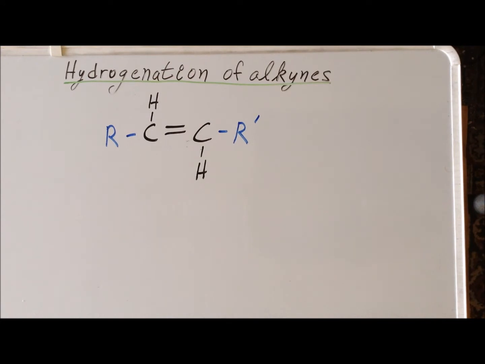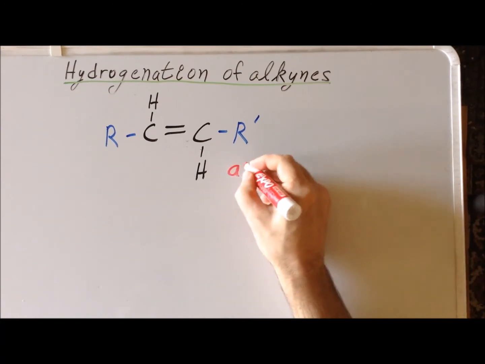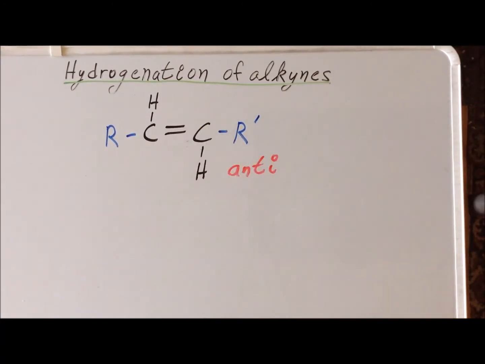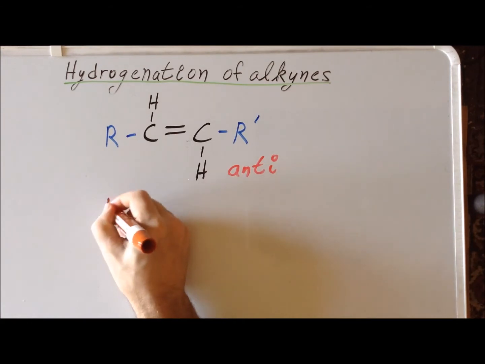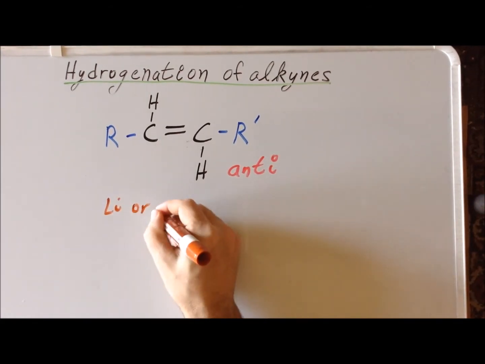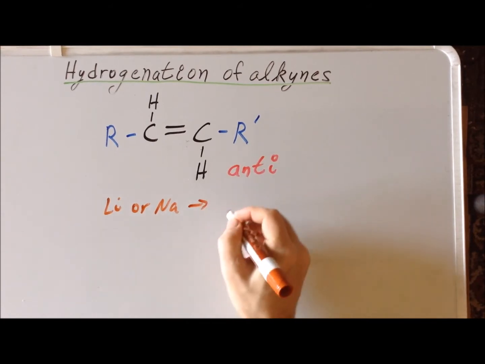So if we add the hydrogens this way, we have so-called anti-addition. Anti for its being on the opposite sides of the carbon-carbon double bond, rather than on the same side, which would be syn addition. So, do we actually have a way of catalyzing the reduction of an alkyne to an alkene, and in the process getting anti-addition? And we do. And the key way to do that is to dissolve either lithium metal or sodium. And we dissolve them in liquid ammonia.